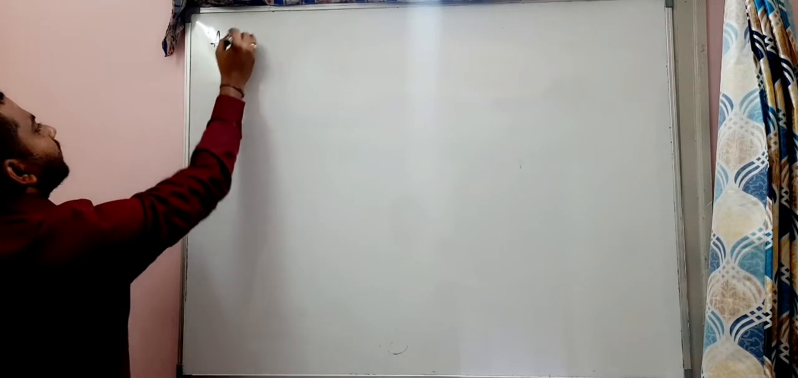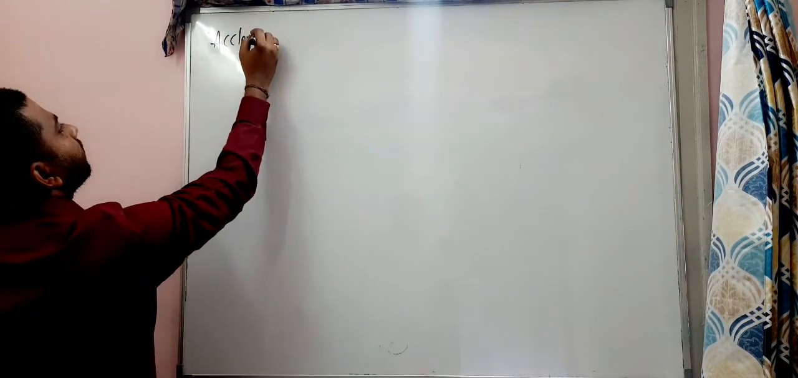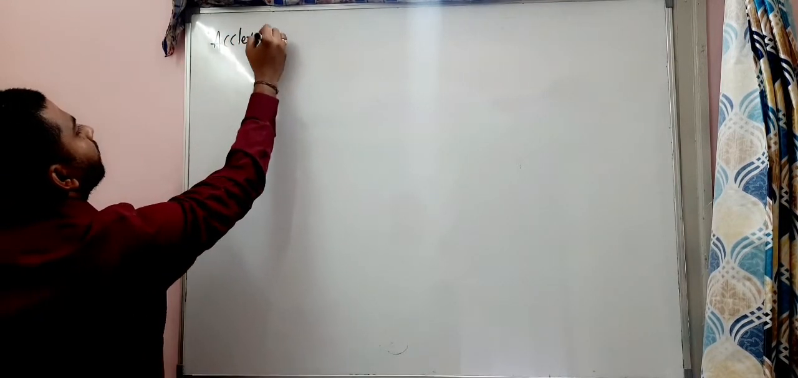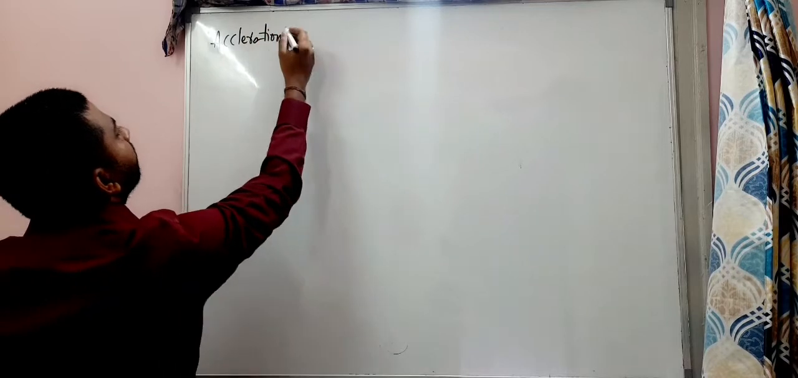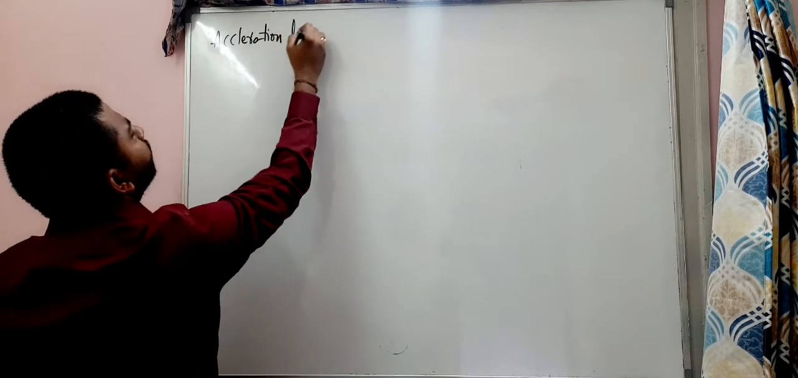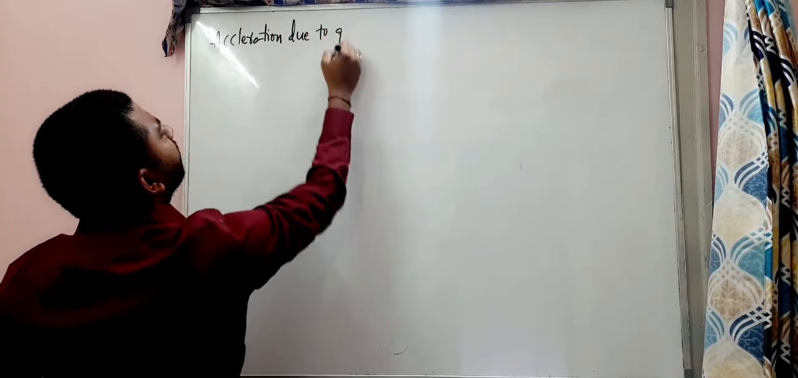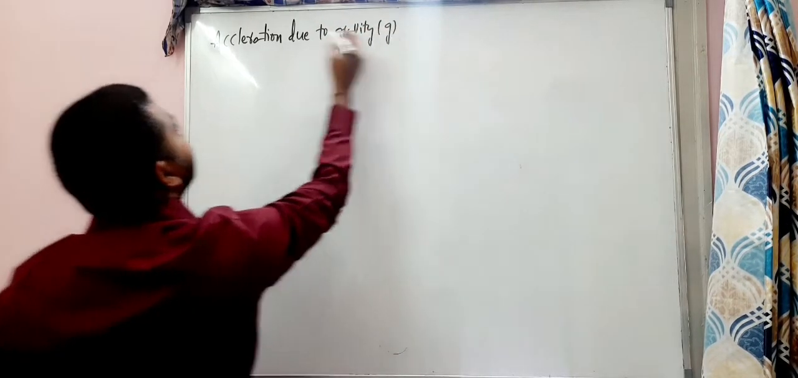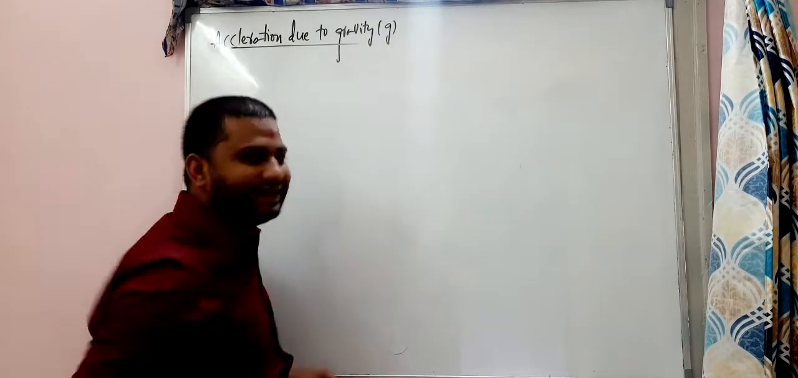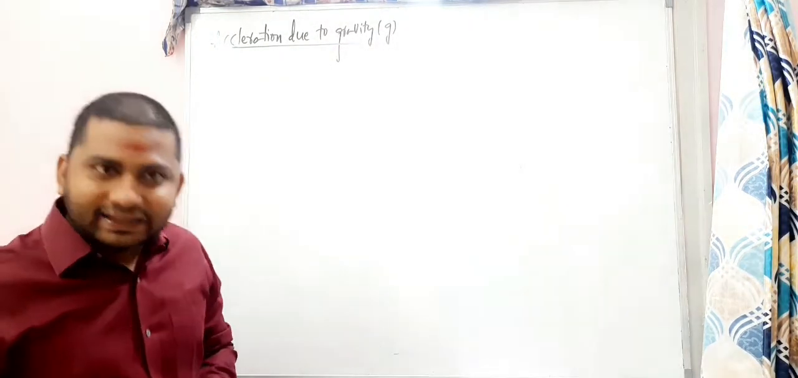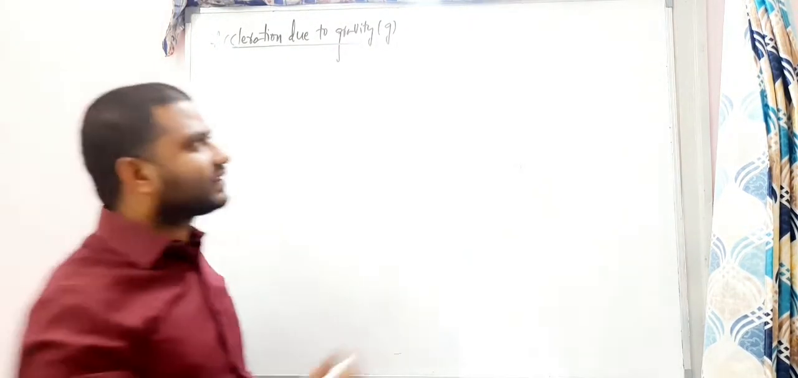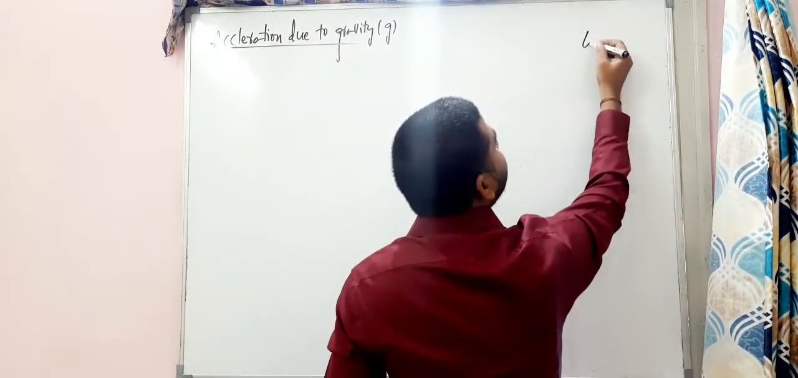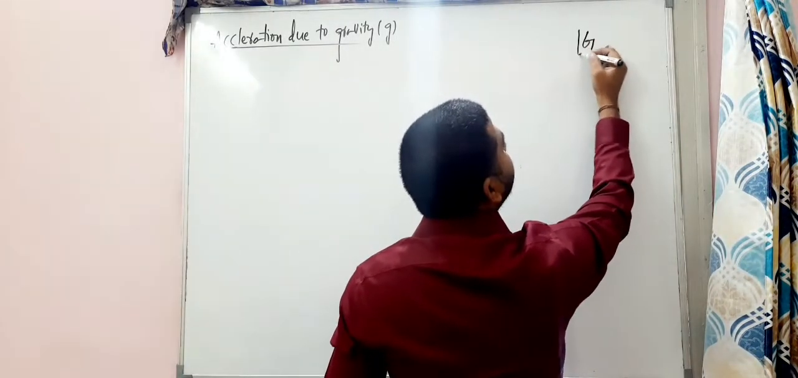Acceleration due to gravity, and this is denoted with the symbol small g. In the last class we have already discussed a symbol called capital G.